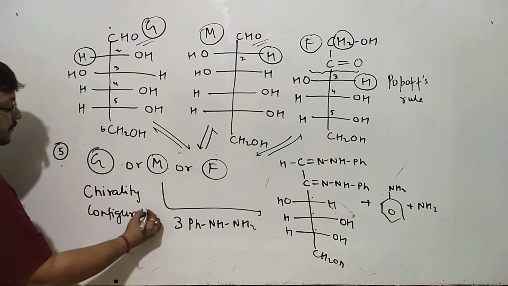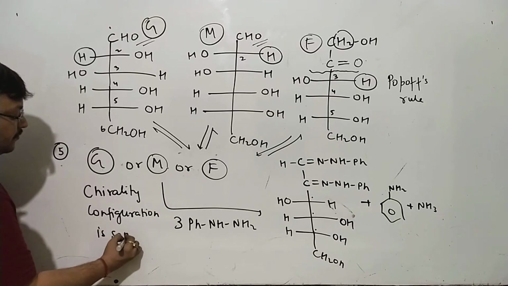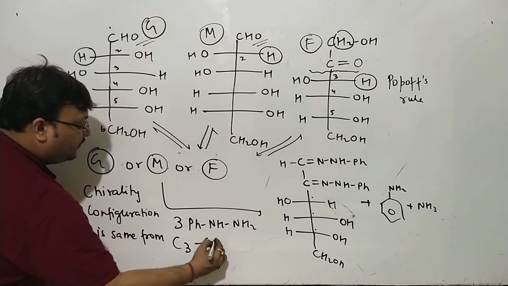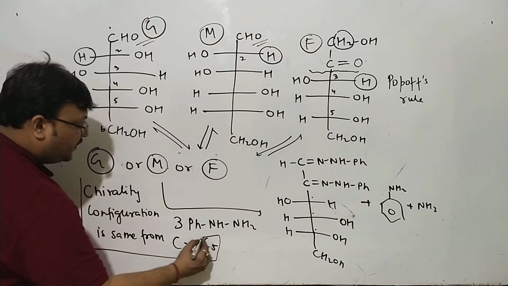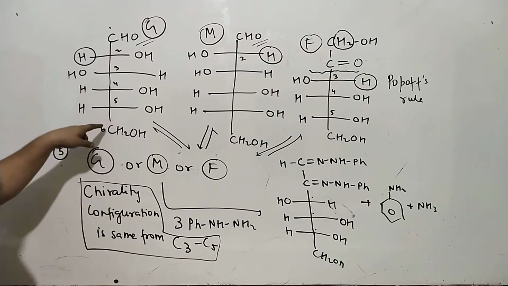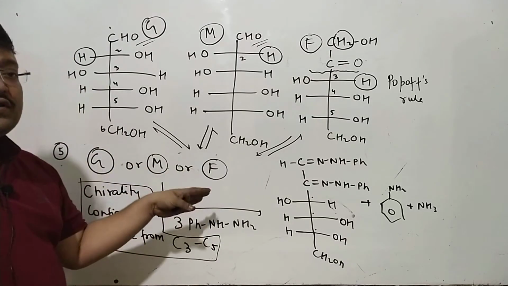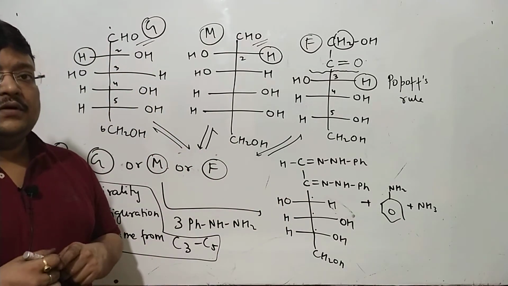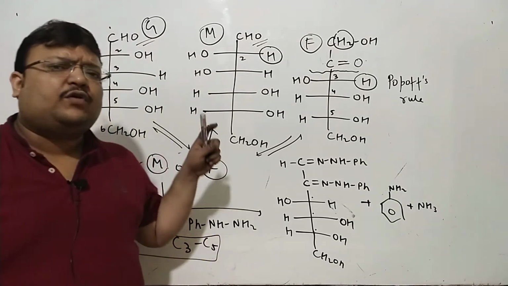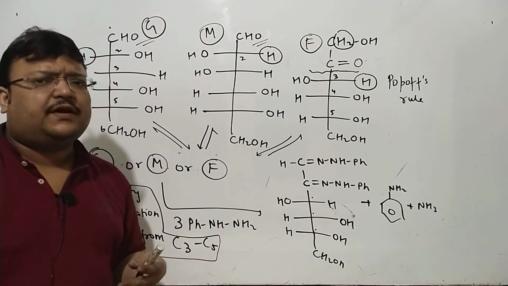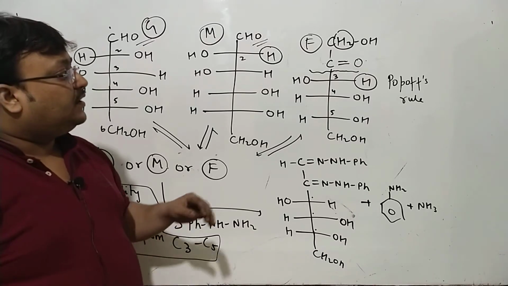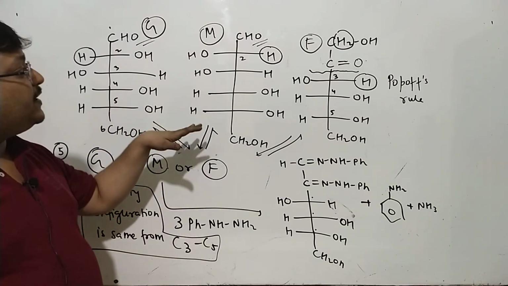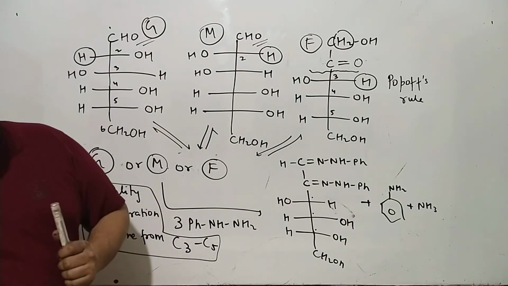is the same from C3 to C5. This will prove that the configuration is the same from C3 to C5 for glucose, mannose and fructose, all the three, because all the three give you the same osazone with the same melting point. So these are some facts which will help you in relating to these structures. We have certainly proved in a different manner that this is ketonic at carbon 2 and 3, 4, 5 is identical in all the three. Certainly glucose and mannose are C2 epimers to begin with.